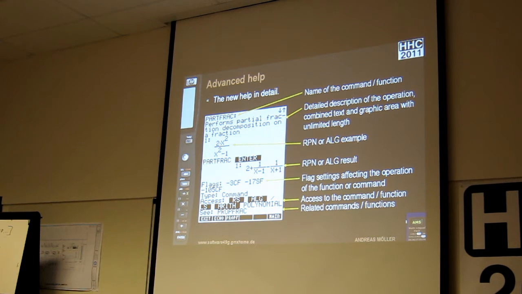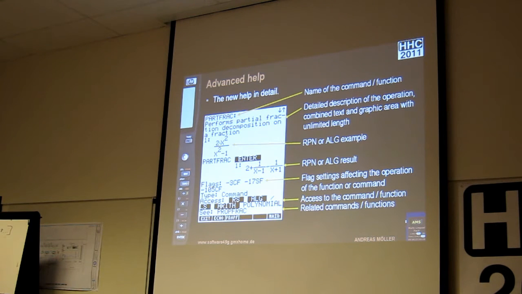In order to solve the addressed issues, I've written a completely new help, which is extremely fast and has the following benefits. The help text allows a detailed description of the operation within a combined text and graphic area, allowing an unlimited length of the help. The example is shown in pretty print, and depending on the mode of the machine, it is either shown in RPN mode or in algebraic mode. Of course, the same applies to the result of the example. If the example is pushed onto the stack, either the RPN or the algebraic example is pushed depending on the chosen mode of the calculator.